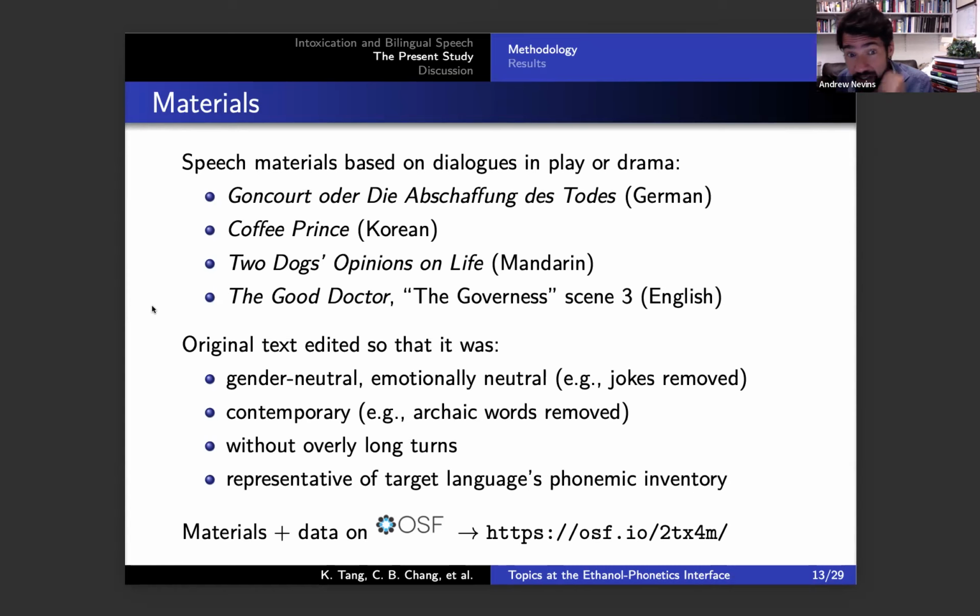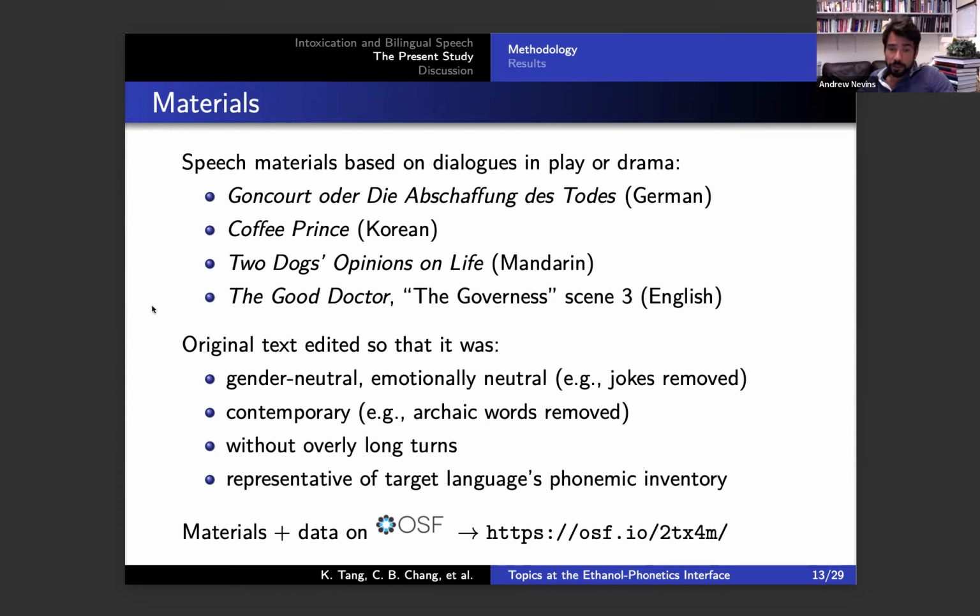Okay, so we had these different plays, the Gonkot oder die Abschaffung des Todes, the Coffee Prince, Two Dogs' Opinion on Life, and The Good Doctor. And these were plays that they read, I think that last one is Neil Simon, in their various languages or in English. We had to edit the texts so that it was somewhat gender neutral, had removal of archaic words, had a good amount of turn taking between each of the interlocutors, and was representative of the target language's inventory.